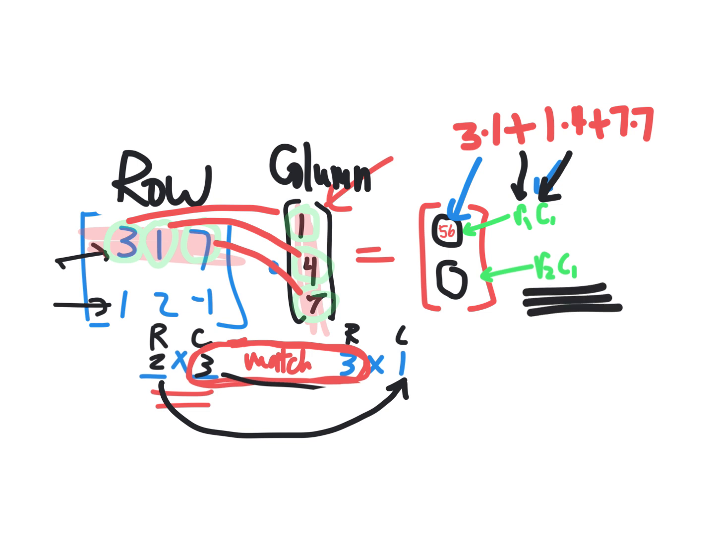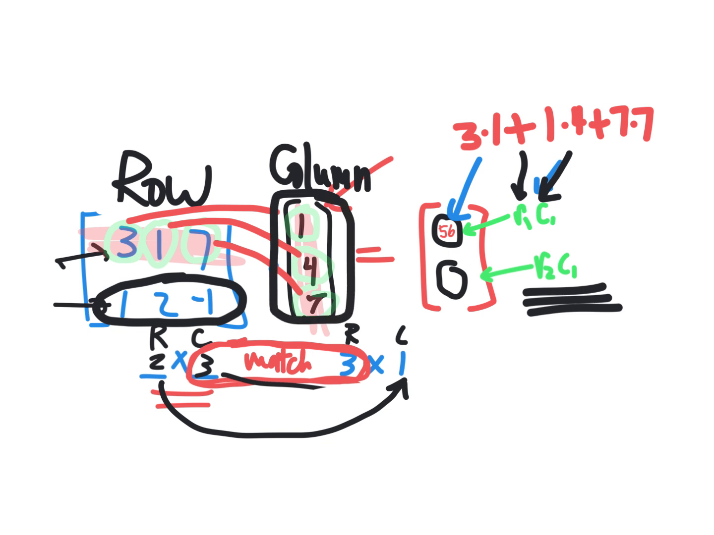Row 2, column 1. Well, we're going to take this row here. And there is only one column over here. It's this. And now the first one goes with the first one. So 1 times 1, 2 times 4, negative 7 times 7. Add them all up. Take a second. Write your answer in and compare with the kid next to you. I'm going to pause while you do that.